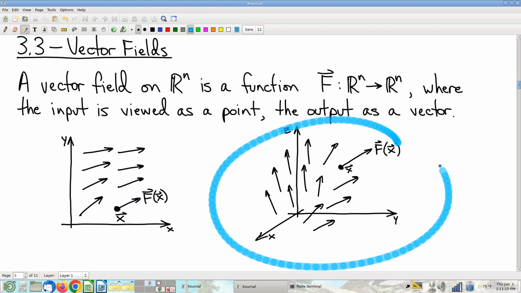Three-dimensional version. Harder to draw because we have two-dimensional paper, two-dimensional screens, etc. But again, in 3 dimensions, for every point, we can talk about what is the corresponding vector at that point.